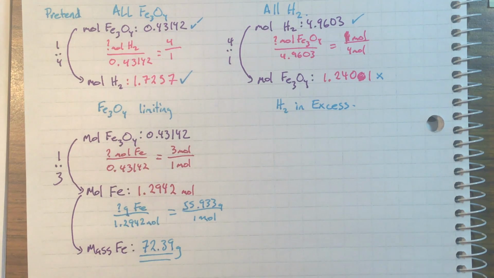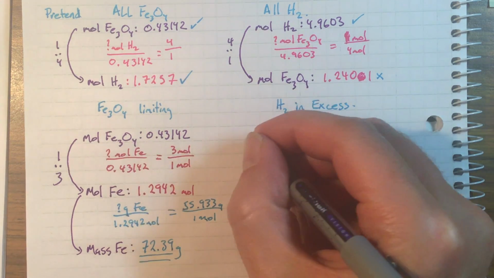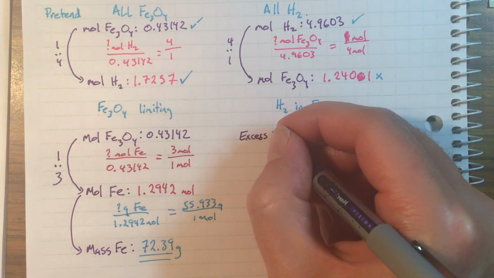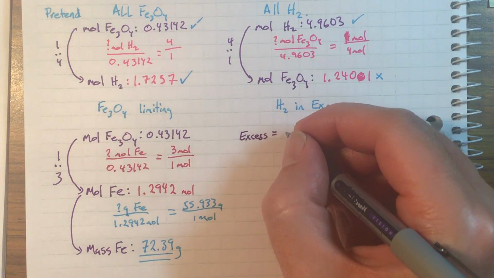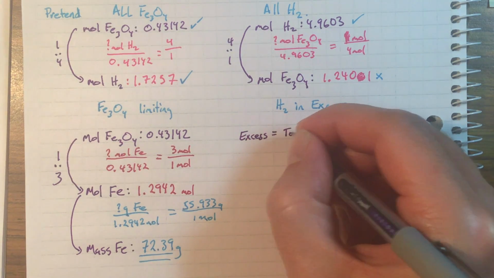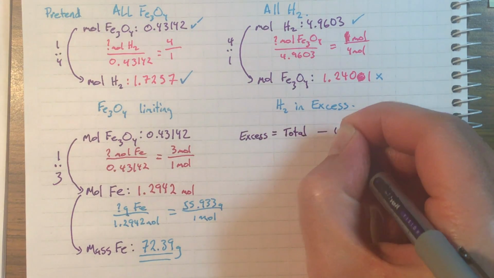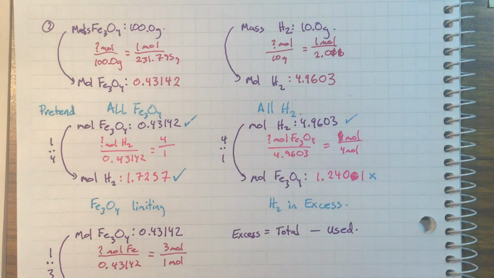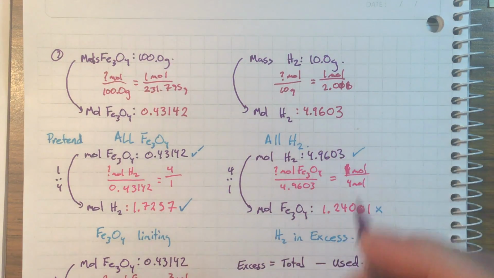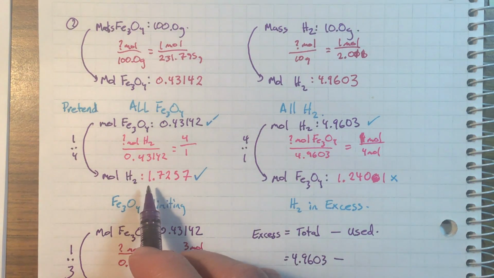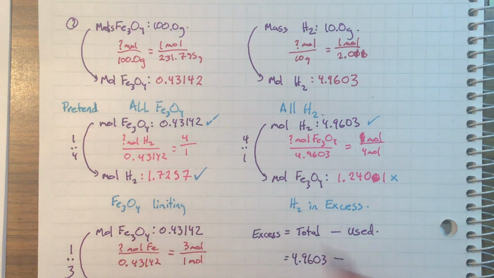Now let's see how much excess there is. So remember, our excess is equal to our total amount minus the amount used. The total amount of hydrogen that we had was 4.9603 moles, and according to this, we used 1.7257 moles.